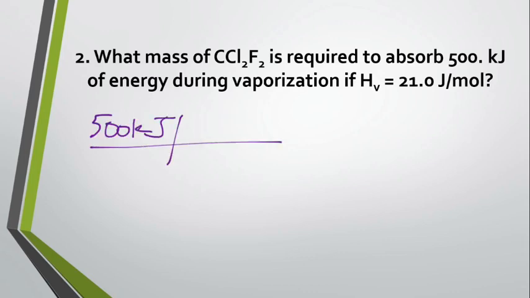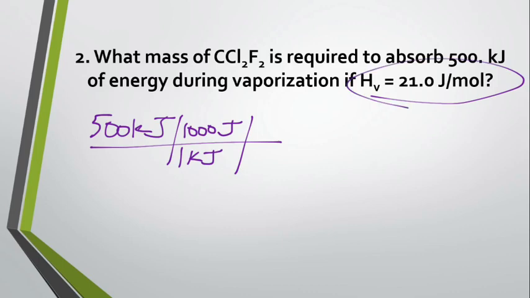500 kilojoules. Now, I do need to get that into joules, but I know that there's 1,000 joules in a kilojoule, so that's easy with dimensional analysis. And then from this point, this is telling me that there's 21 joules per mole. So 21 joules equals 1 mole. So I'm going to put the 21 on bottom because I have joules on bottom and on top. Make sure that decimal sticks. Put 1 mole on top. So if I wanted to know how many moles I'd get, then this is where I'd stop.